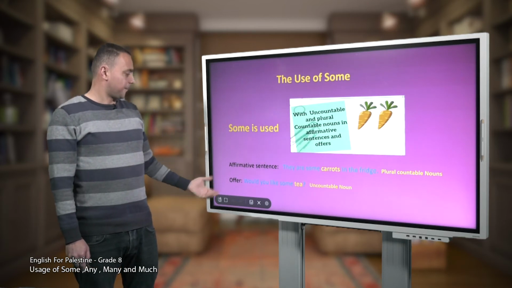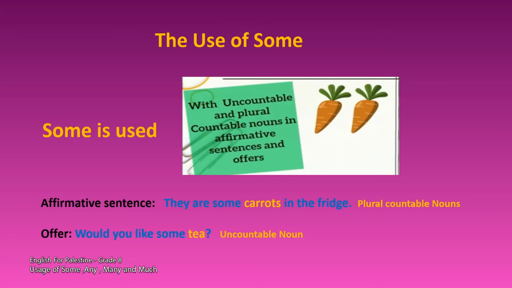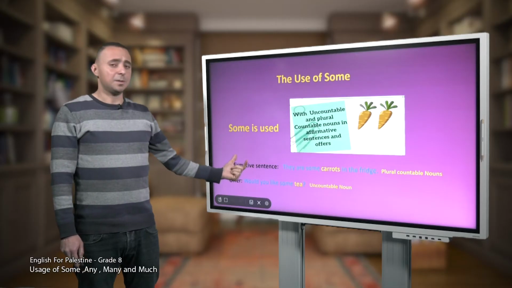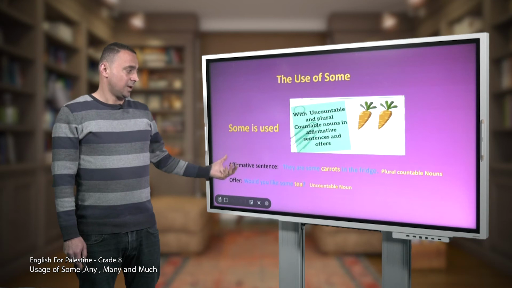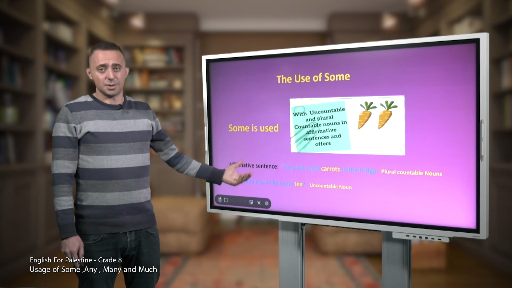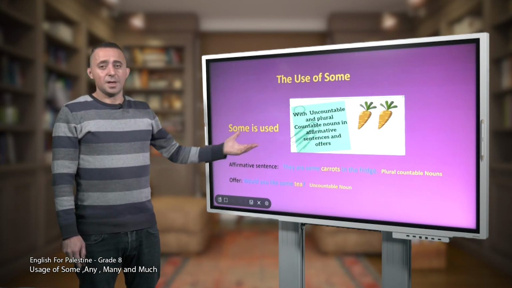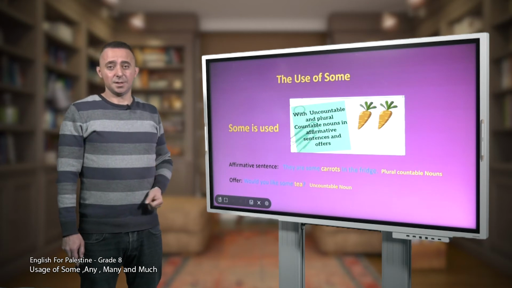What about the offer? Would you like some tea? Again, would you like some tea? Notice the word tea is an uncountable noun. It's preceded by some. So, in offers, we use some. We also use some in affirmative sentences, not negative sentences.